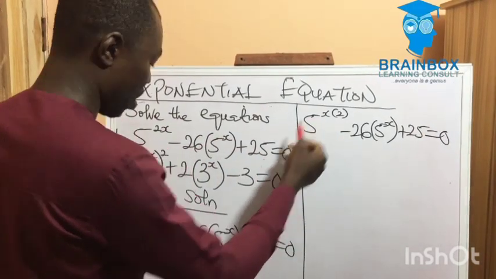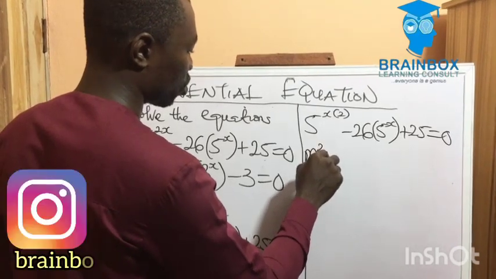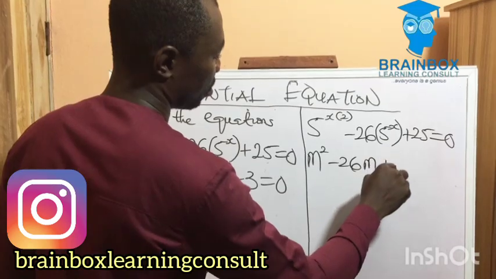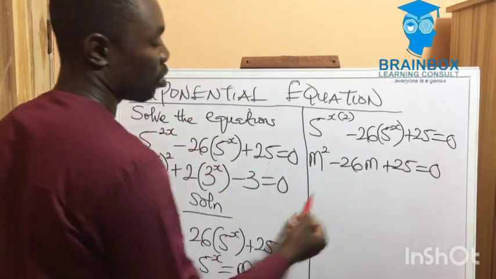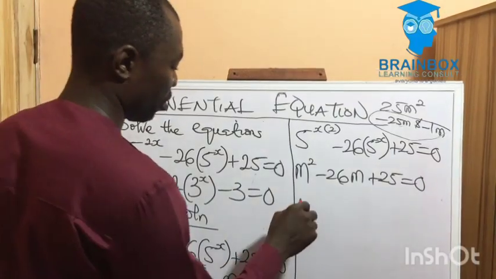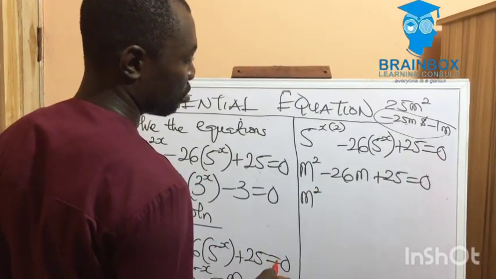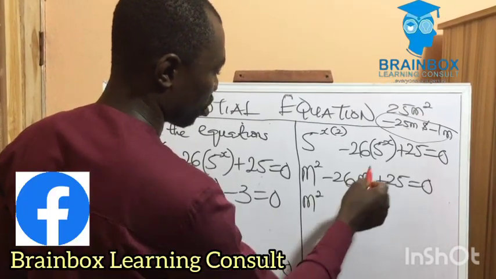So what's 5 raised to the power of x? We said let it be m. So that will be m raised to the power of 2 minus 26m plus 25 equals 0. This is a quadratic equation. So if you don't know how to solve a quadratic equation, please learn that and get how to solve quadratic equations.